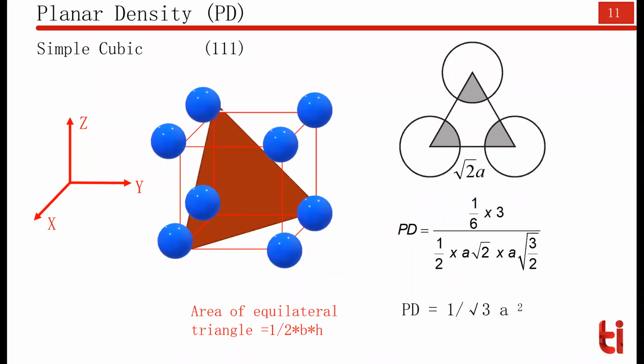Now coming to its area. Computing the area of the 111 plane is a little tricky. Why? Because its shape is triangular. If you remember your geometry from primary school days, the area of a triangle is always equal to half into base into height. So in the denominator we have the area of the plane as half into base. The base, if you look at the triangular plane, is basically the length of the face diagonal.